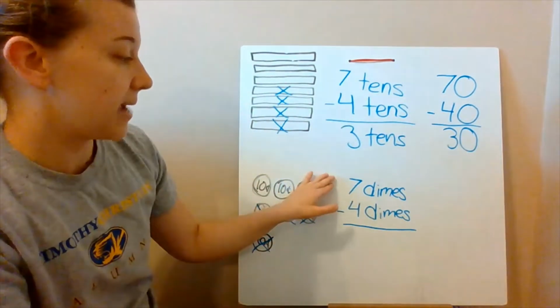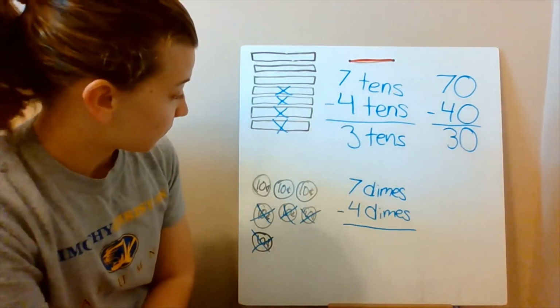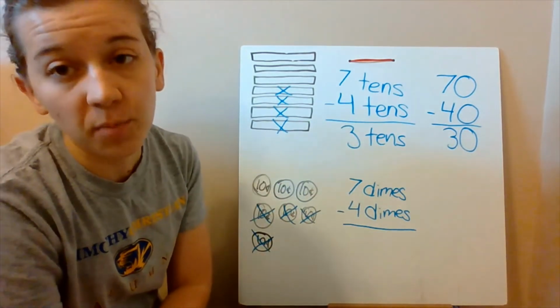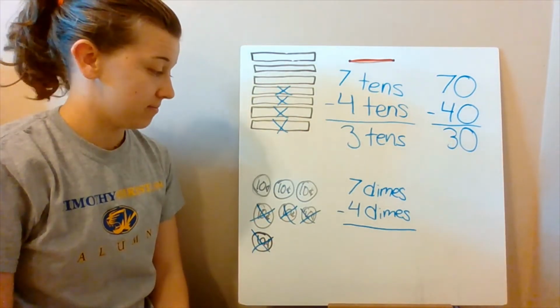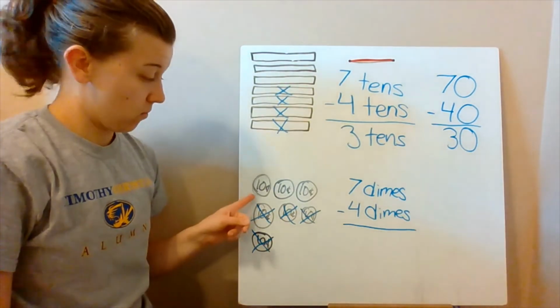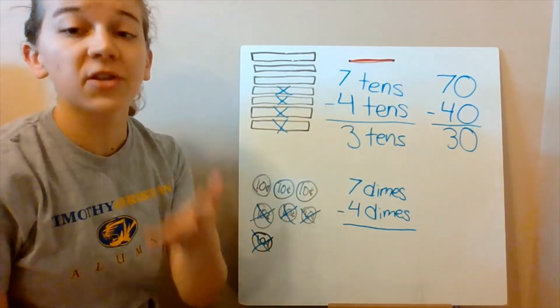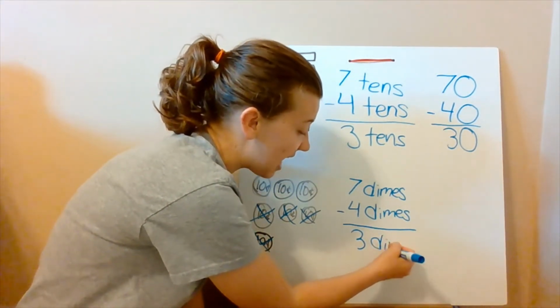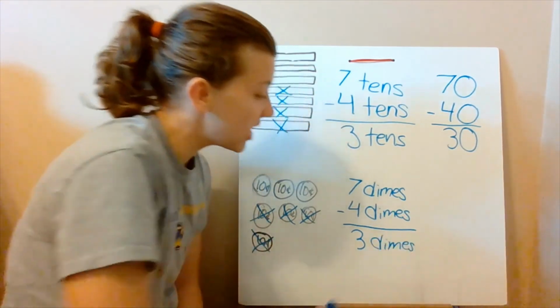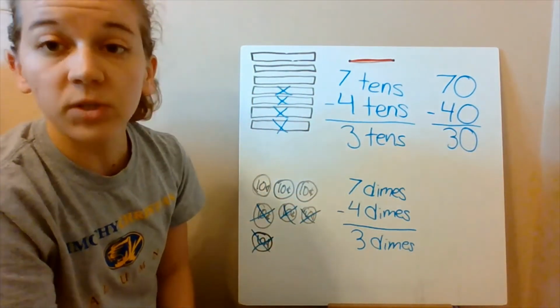So she had 7 dimes. She had to pay 4 dimes for the party hats, okay? So then how many dimes does she have left? 1, 2, 3, right? And 7 minus 4 equals 3. So she has 3 dimes left. Okay, so 7 dimes minus 4 dimes equals 3 dimes.